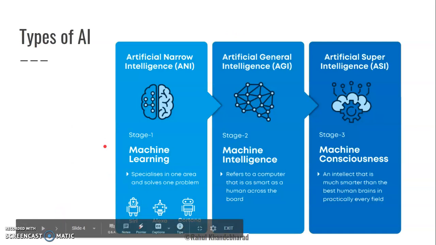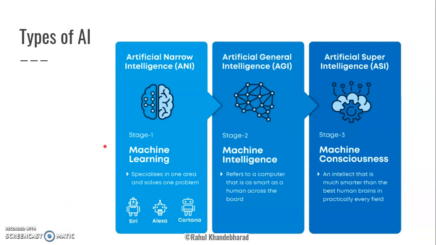Then we have the three types of AI. The first type is artificial narrow intelligence, that is ANI. The second one is artificial general intelligence, that is AGI. And the third one is artificial super intelligence, that is ASI. The first type, ANI, refers to machines that are specialized in one particular problem solving. Examples of this are voice recognition, that is Siri, Alexa, and Cortana.